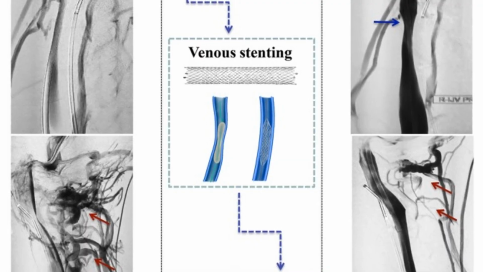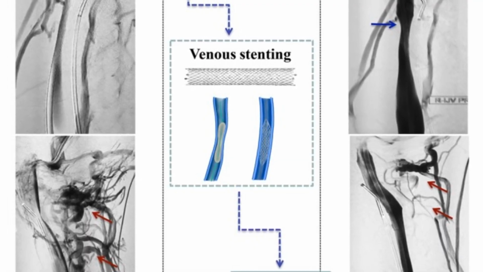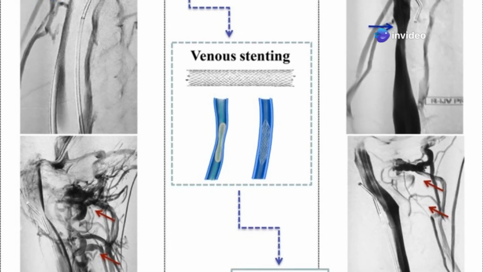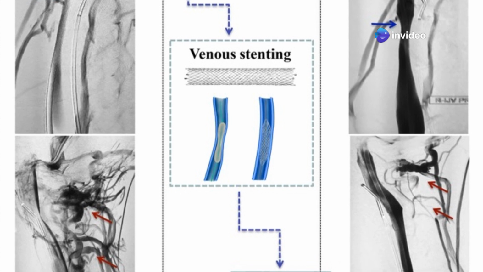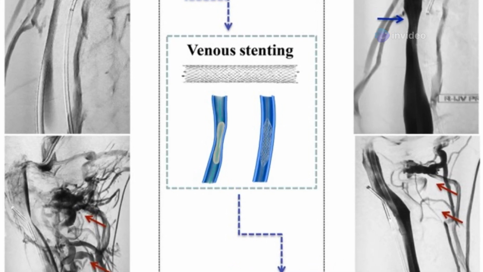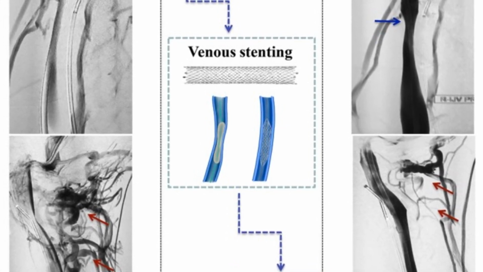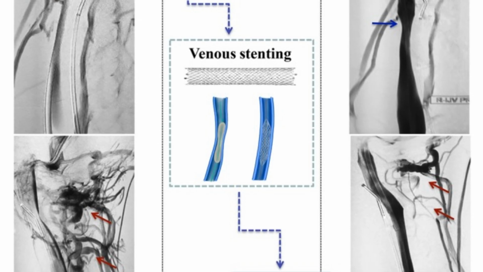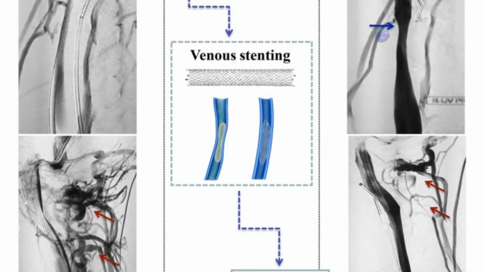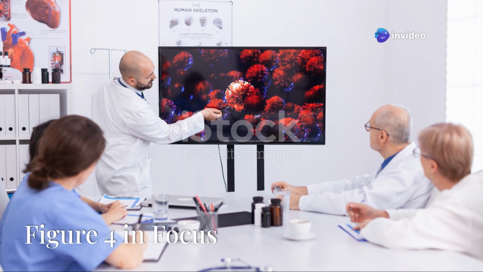As evident in the image, the stenting procedure successfully recanalized the internal jugular vein lumen. Remarkably, the collateral veins are significantly reduced in size after stenting. This underscores the effectiveness of stenting in not only treating the stenosis, but also alleviating the need for collateral circulation.